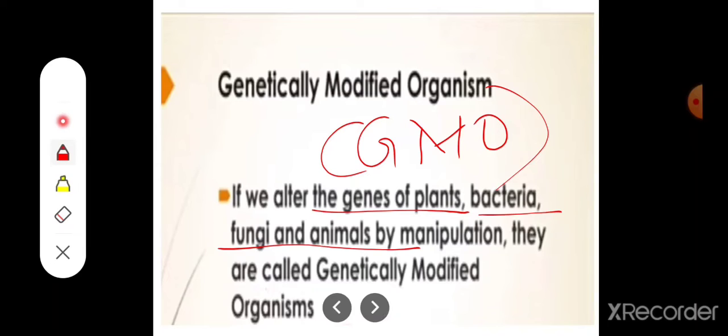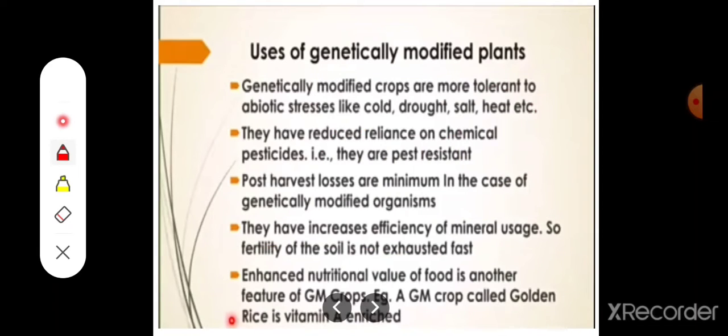Now let us discuss genetically modified plants, which are important for our chapter. These genetically modified plants have many useful things. They have been useful in many ways. So let us see the ways in which they are useful, and let us see the genetic modification of the plants. The first one is that they are able to tolerate abiotic stresses.